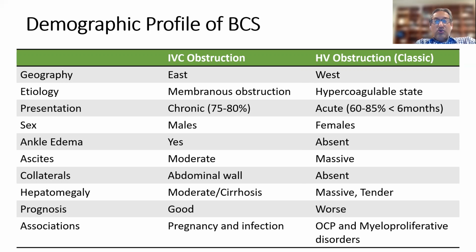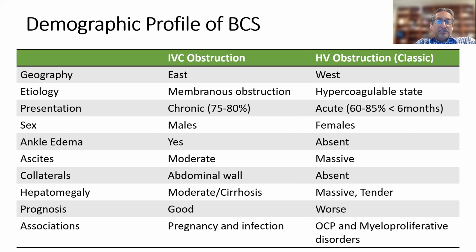Since it happens so acutely, your body doesn't have time to form collaterals, so there are no collaterals that we can see. This is the classic presentation: massive tender hepatomegaly with ascites. For our fellows or trainees, whenever an exam question describes a female with, classically, tender hepatomegaly with massive ascites, they want you to think about Budd-Chiari syndrome.